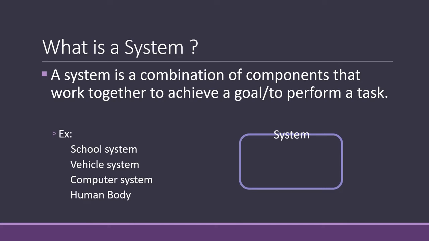For example, when we consider the vehicle as a system, we can say that the vehicle has some components like tires, wheels, steering wheel, engine, fuel tank, seats, radiator. There are many components, and these components are connected together to perform the specific goal for the vehicle, which is to travel.